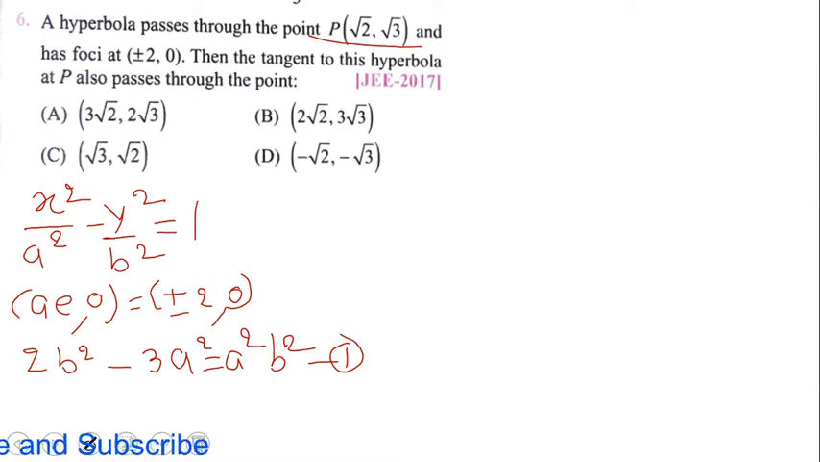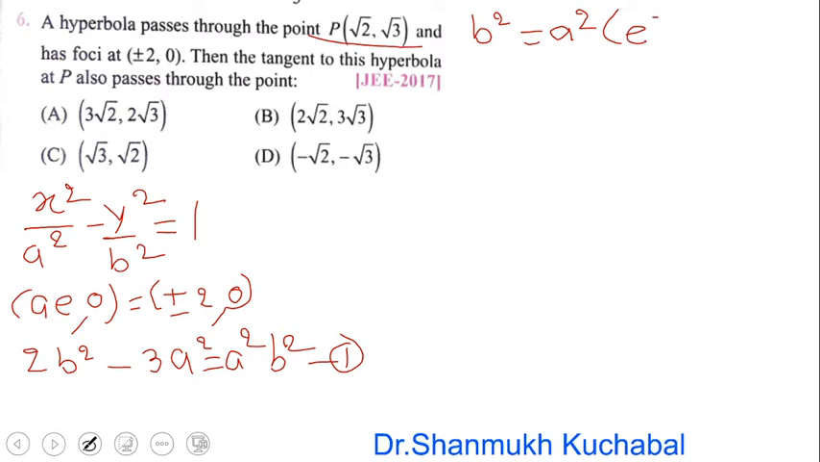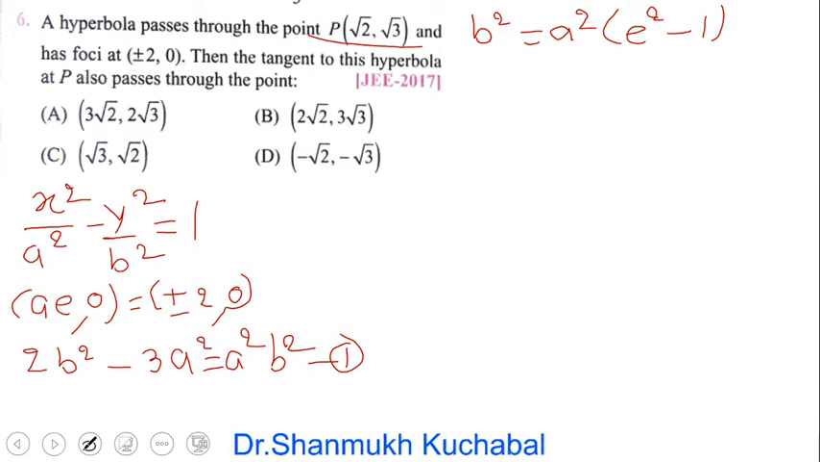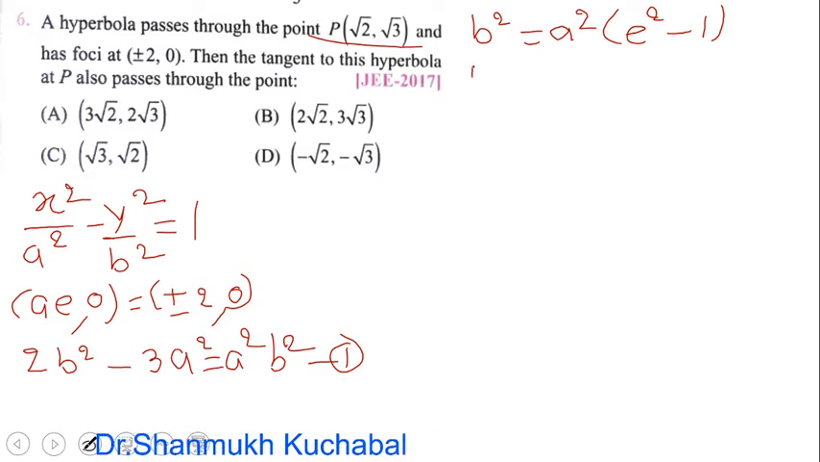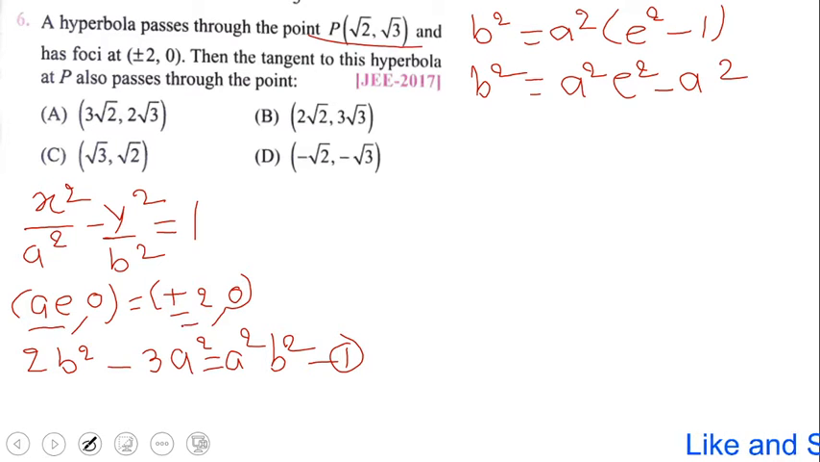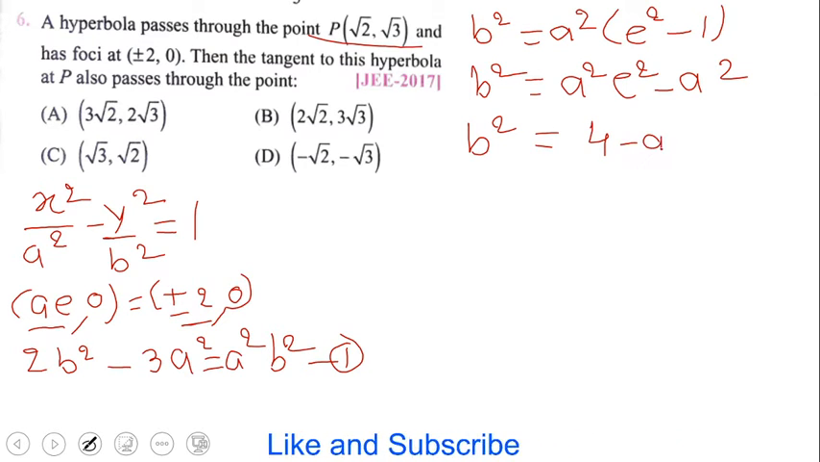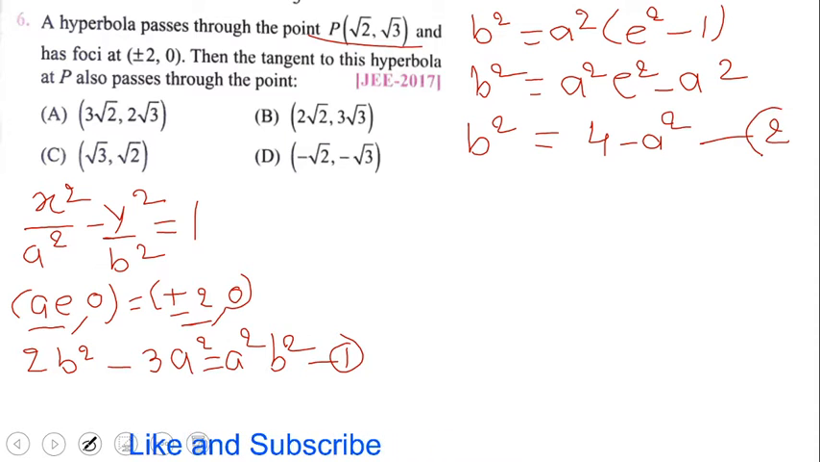Also we have the relation between a, b and e, that is b square equal to a square into e square minus 1. Further, a square is multiplied on the RHS, so we get b square equal to a square e square minus a square. Then from the foci, the ae value is 2 here, so I can write a square e square as ae square, that is 4 minus a square. We call it equation number 2.